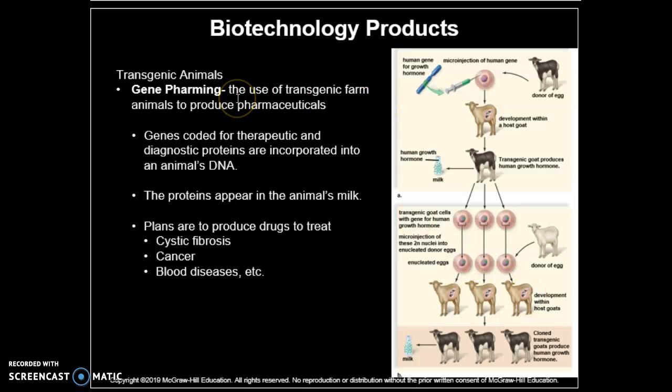So there's also an industry for transgenic animals called gene farming. Gene farming with a PH. It's the use of transgenic farm animals to produce pharmaceuticals. It actually produces it in their milk so that the animals will produce the protein and you can extract it from their milk. There's plans to produce drugs to treat cystic fibrosis, cancer, blood diseases, etc. You're not seeing it very widely used right now.